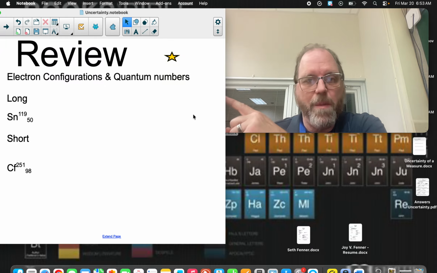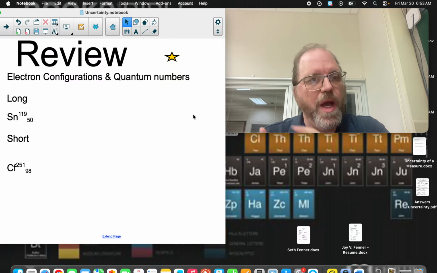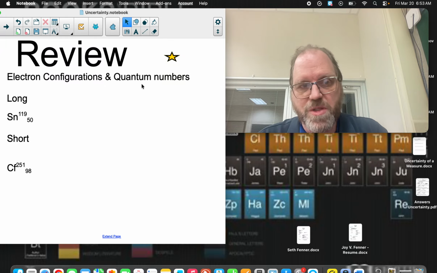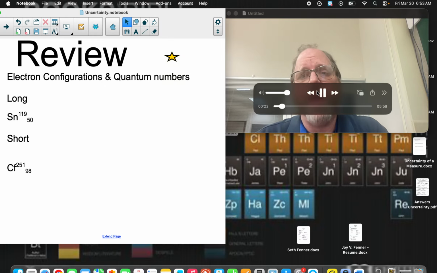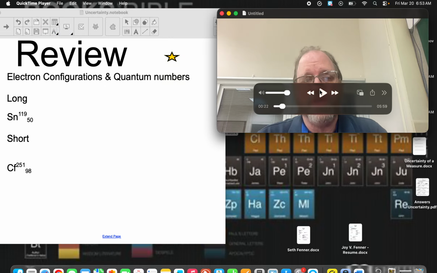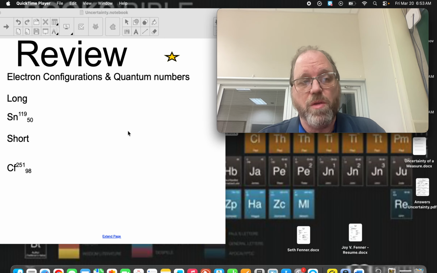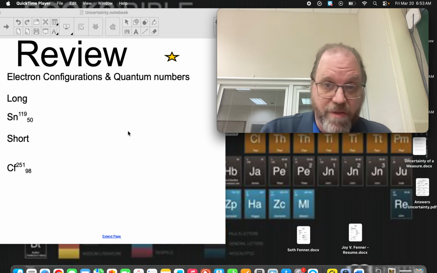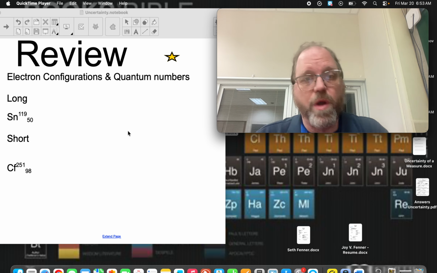I want to take a moment and quickly review electron configuration and quantum numbers. So I've got tin and californium. I want you to do the long method for tin and the shortcut for californium. Sorry about the confusion. Do them both long and short method, and after that give me the quantum numbers. So pause the video and work through those.